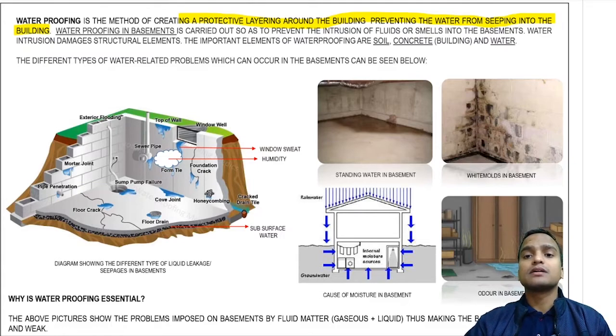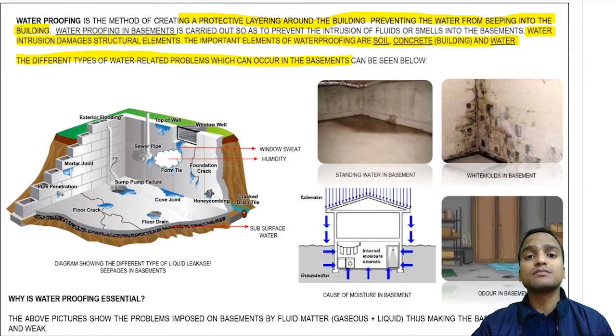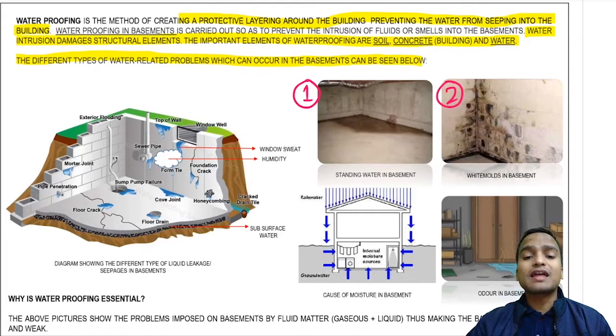But what happens is that water intrusion damages structural elements. So we can see what are the different types of water related problems which can occur in the basement. It can be that there is ponding of water somewhere standing in the basement, or development of white molds in the corner, or it can be a source of moisture in the basement, due to which there is development of a different kind of odor or a smell in the basement region. So all these are the problems caused by water.